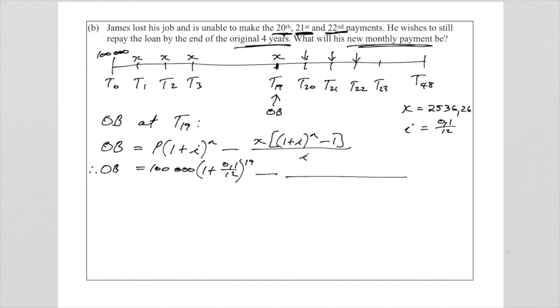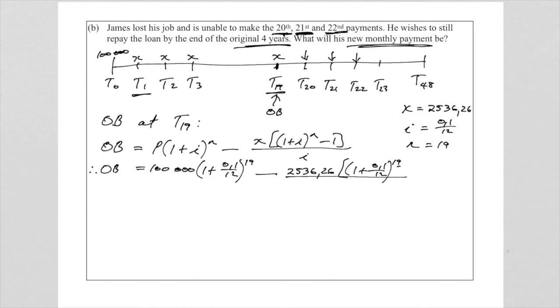Subtract our monthly payment of 2536.26, 1 plus I, 0.1 over 12. The exponent here again will be the same as that one because he made 19 payments. From T1 up to T19 will give you 19 payments. So that is our N.